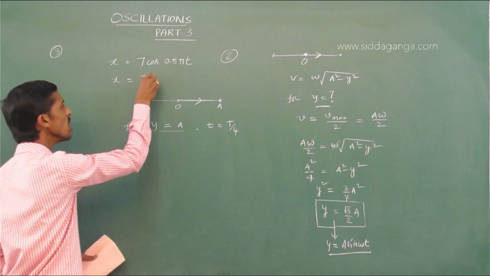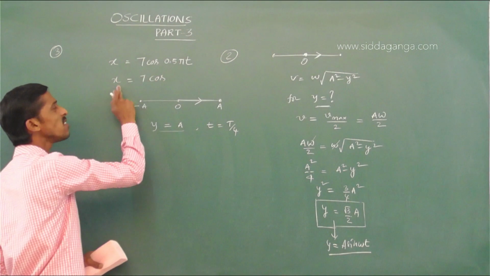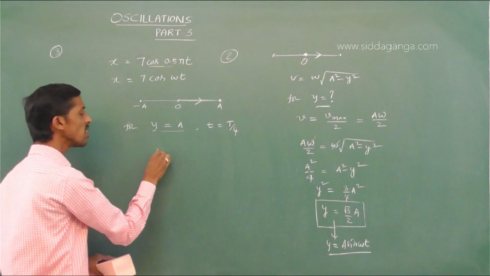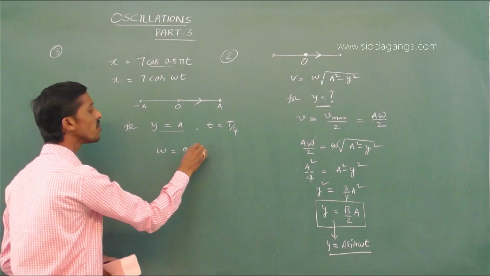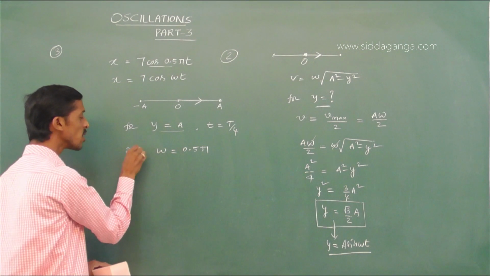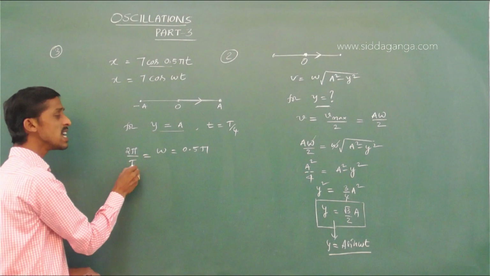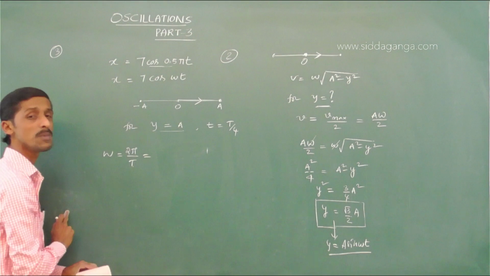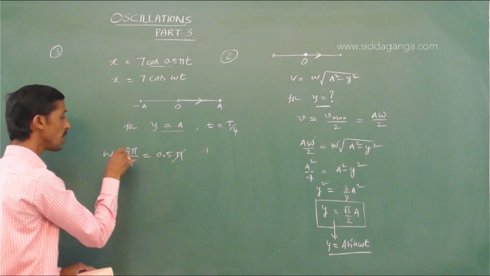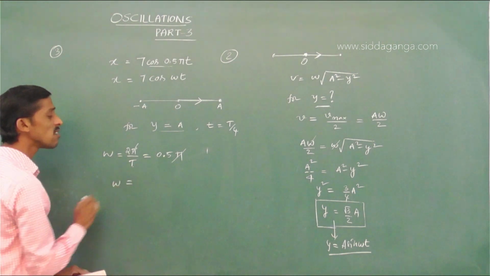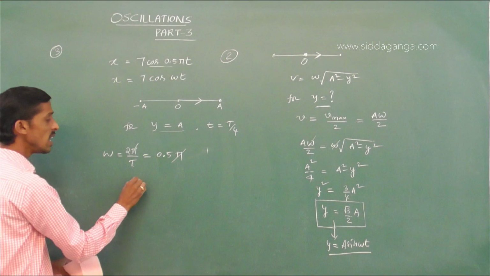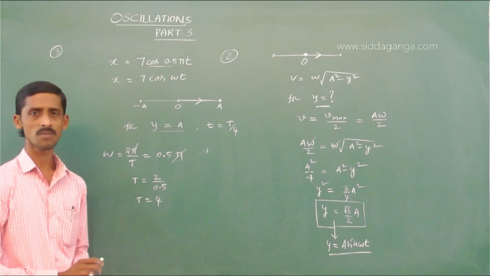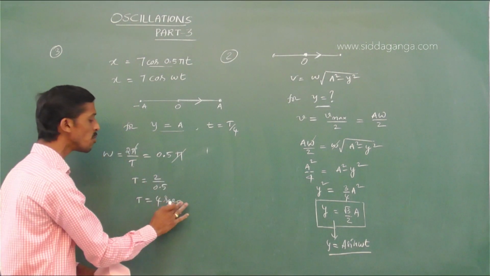In this equation, if you use the general equation y is equal to 7 cos omega t, what is there in the place of omega? 0.5 pi. Omega is nothing but 2 pi by T. So 2 pi by T is equal to 0.5 pi. Pi gets cancelled, so T is equal to 2 by 0.5. So T is equal to 4 seconds. The time period of this simple harmonic motion is 4 seconds.